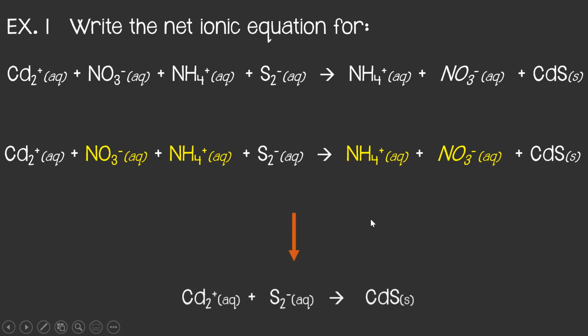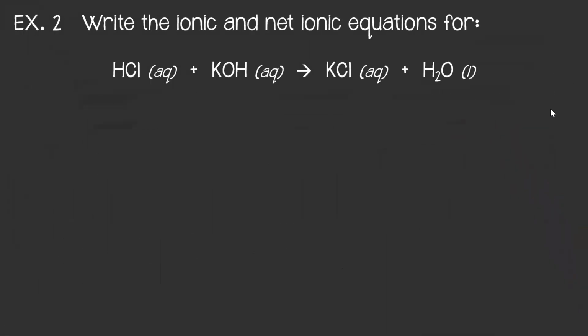So my net ionic equation is then just Cd2+ plus S2- yields CdS, cadmium sulfide solid. And notice up here, cadmium sulfide was a solid. I did not separate it into ions. You only separate the aqueous things. Okay, let's try another. Write the ionic and the net ionic equation.